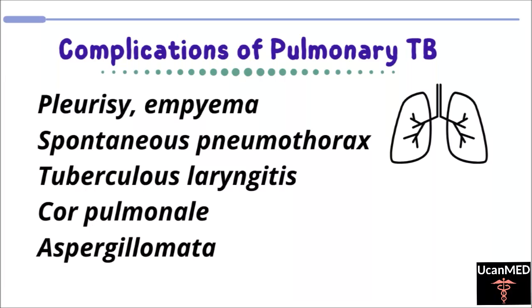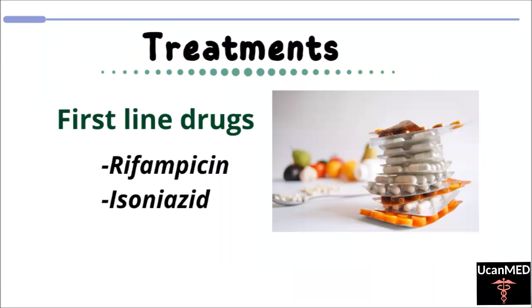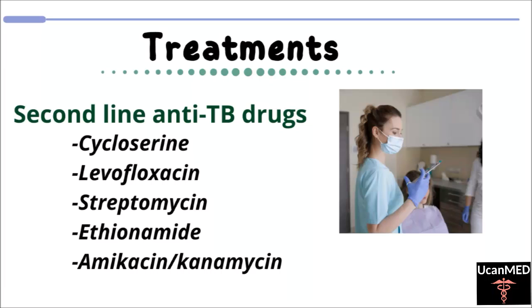And now we are going to talk about the complications. Pleurisy, emphysema, spontaneous pneumothorax, tuberculous laryngitis, cor pulmonale, aspergilloma. Those are the complications of pulmonary TB. And now about treatments. For first-line drugs, we can use rifampicin and isoniazid, and for the second-line antituberculosis drugs, we can use cycloserine, levofloxacin, streptomycin, ethionamide, amikacin, and kanamycin.